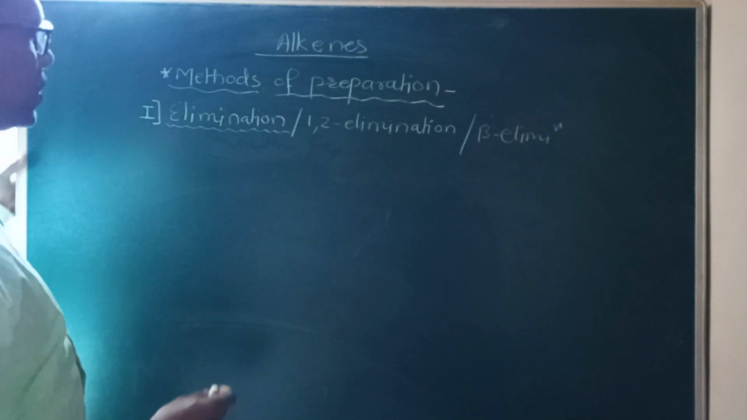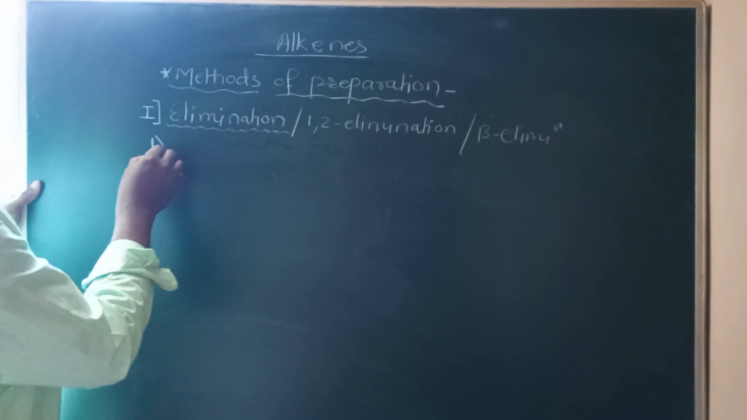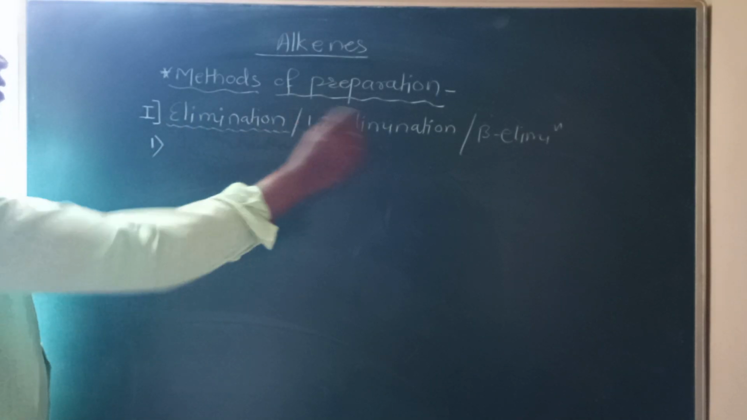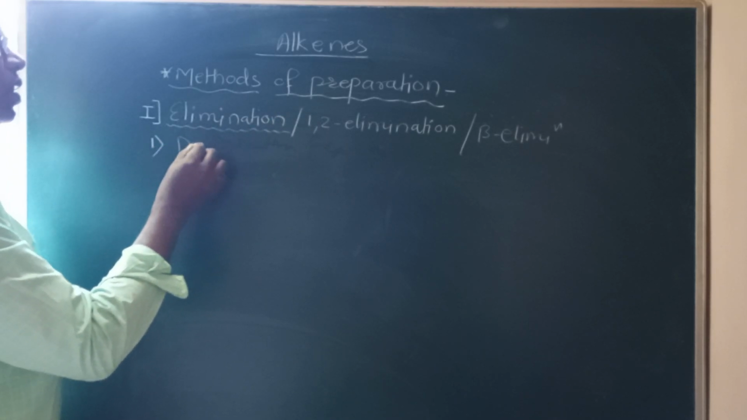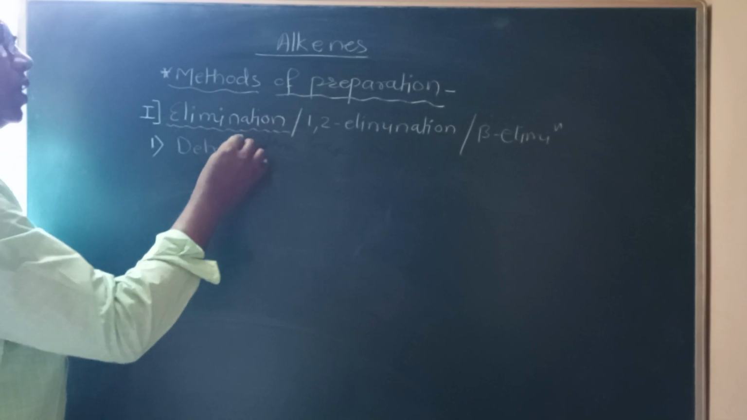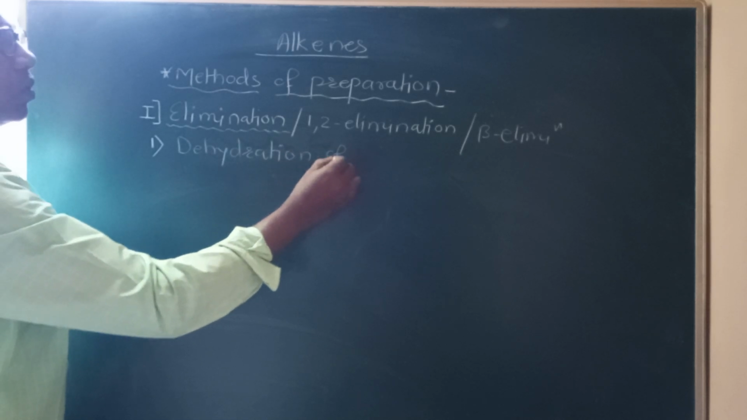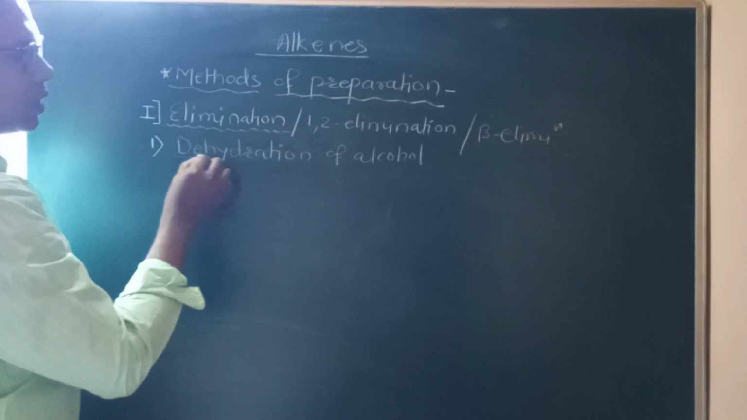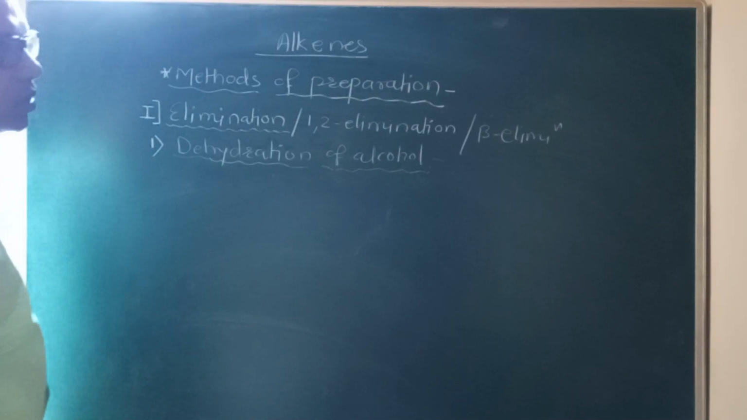So let us see first a reagent, a reactant, by which in this particular reaction we can make alkenes. So the reaction is dehydration. Dehydration of alcohol. So this leads to what? Yes, alkenes. This leads to alkenes.